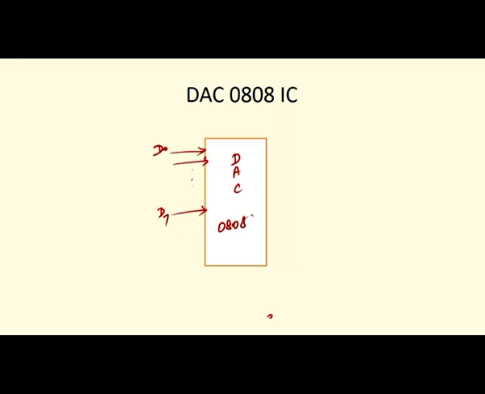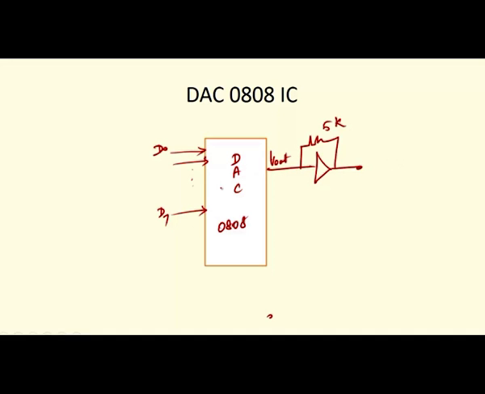DAC 0808. Then we are getting the V out, which is an analog signal. This analog signal is of very low value, so we are using the op amp to amplify the signal. Here we are using the 5 kilo ohm. So, this is the actual analog output we are getting.